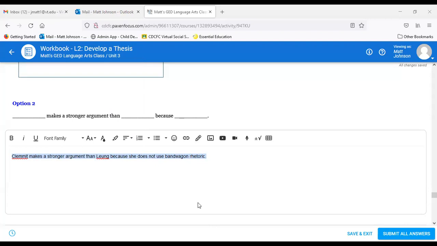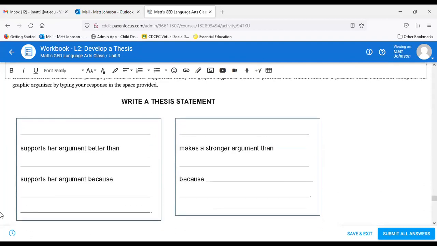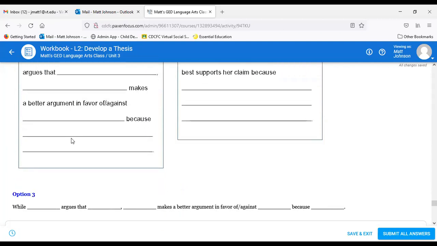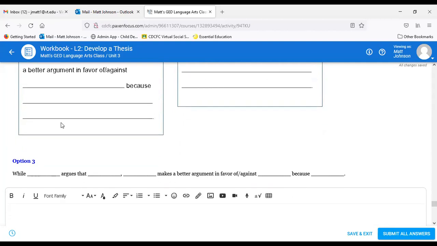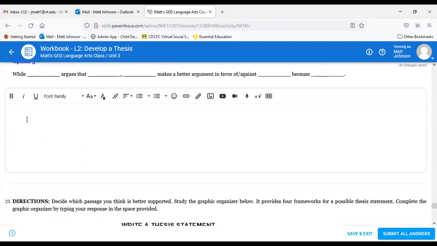Okay. And moving on to the third option, right? And this one really kind of is using that sort of counterclaim idea, right? So, while so-and-so argues this, so-and-so makes a better argument in favor of or against blank because blank. So what do we want to put here?